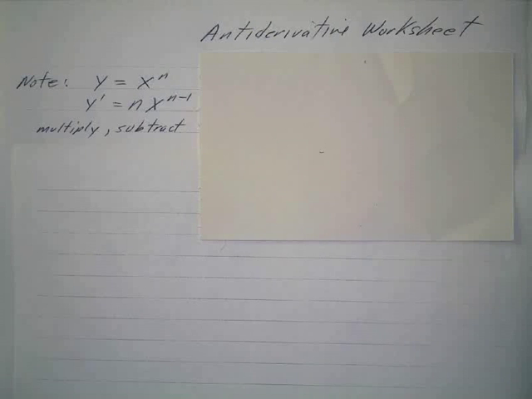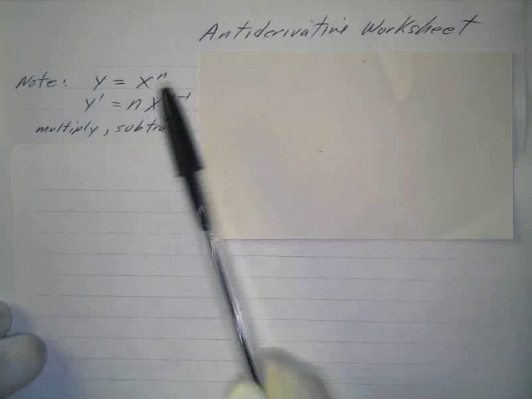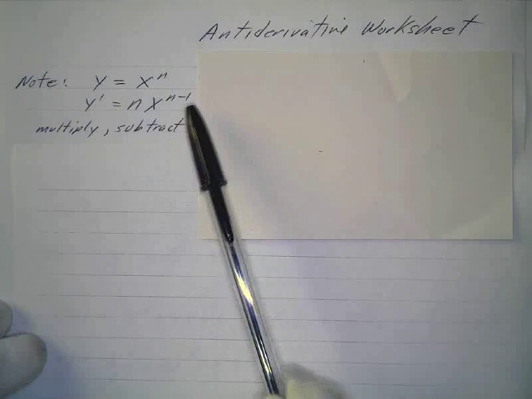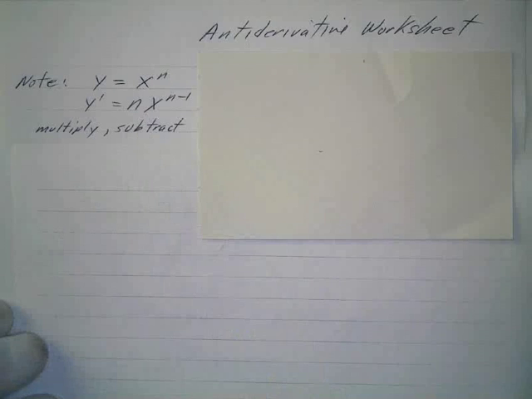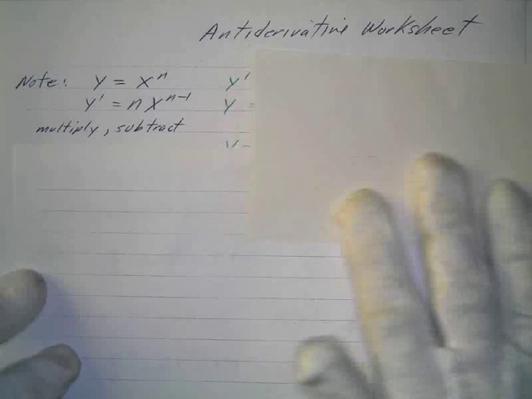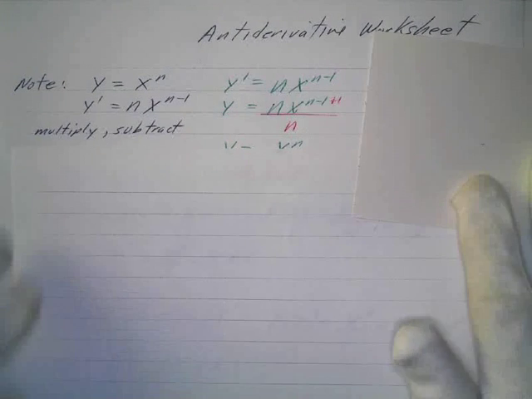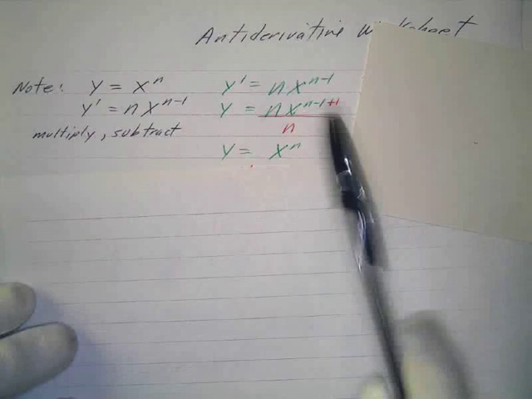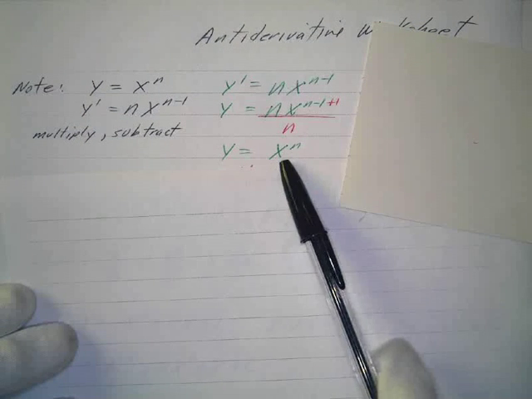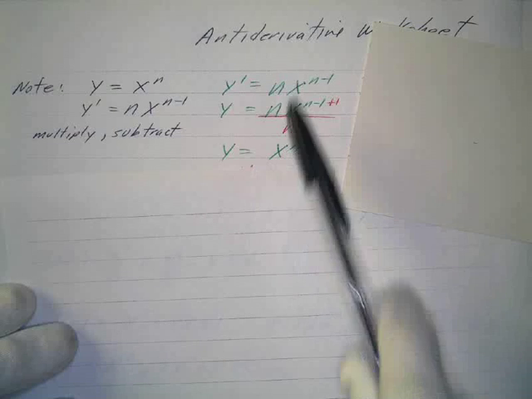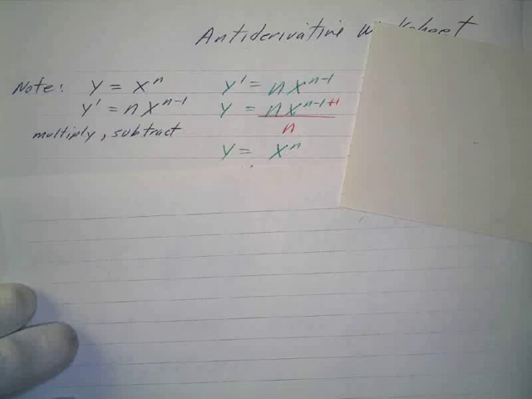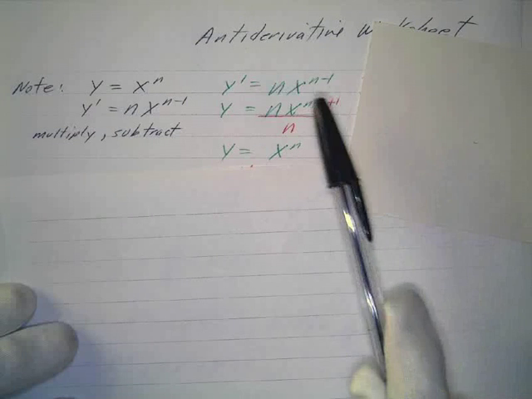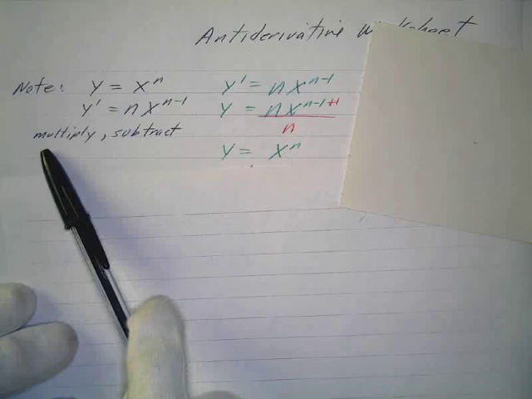In other words, if y equals x to the n, then y prime equals n times x to the n minus 1. And remember what we do is we multiply, and then we subtract. So if we're going to go backwards, because that's what we do with antiderivatives, if we start with y equals n times x to the n minus 1, well, we know the antiderivative of this will be this, because the derivative of x to the n is n times x to the n minus 1. But what do we really do? Well, here we multiply and subtract.